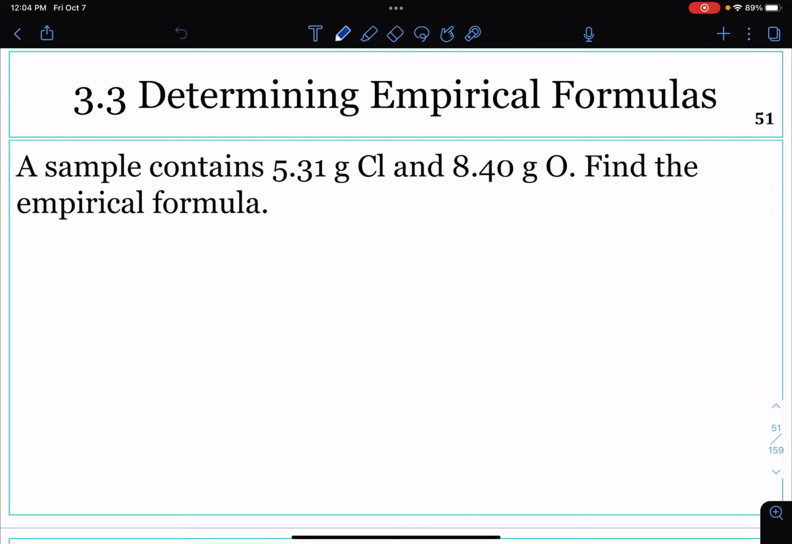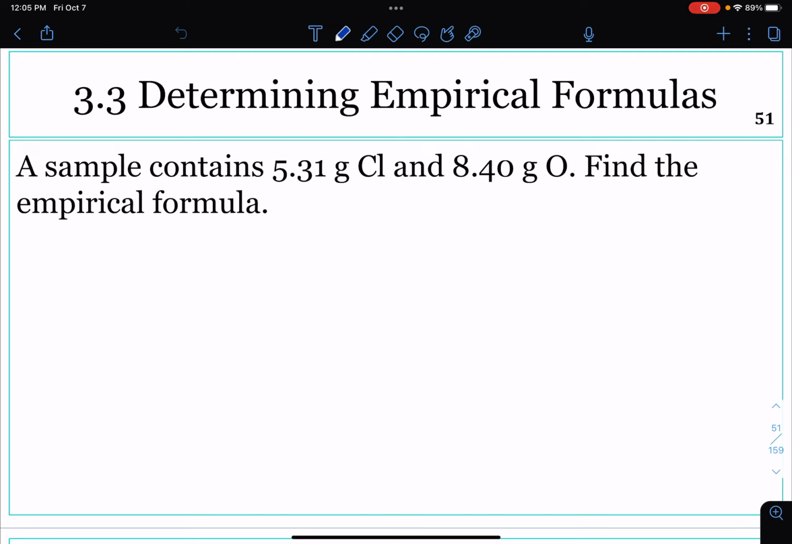So in this problem, it says a sample contains 5.31 grams of chlorine and 8.40 grams of oxygen. Find the empirical formula. The subscripts for a formula must always be whole numbers, since we can't have a partial or a fraction of an atom. The ratio of subscripts can be in moles because we know that a mole is an exact count of atoms. So, first step is to convert these masses to moles.